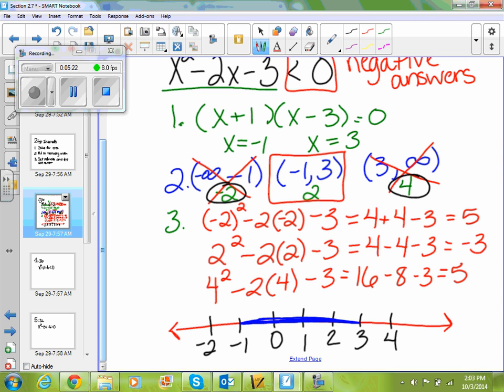And then we represent our endpoints with little parentheses. So I'm going to put a little parenthesis at 3, a little parenthesis at negative 1. So I know that my interval that solves that inequality is anywhere from negative 1 to 3.